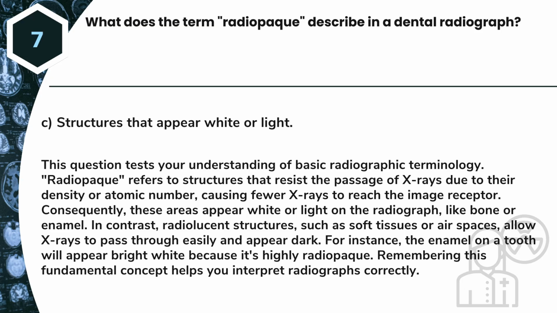In contrast, radiolucent structures, such as soft tissues or air spaces, allow X-rays to pass through easily and appear dark. For instance, the enamel on a tooth will appear bright white because it's highly radiopaque. Remembering this fundamental concept helps you interpret radiographs correctly.